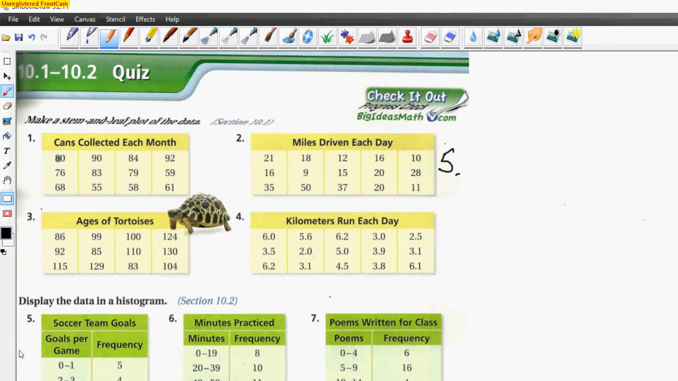Let's go to number 5 real quick. And let me look at number 5. There we go. That's number 5. So we're looking at this right here, and we can see exactly how this one looks. It says display the data in a histogram, and we're talking about soccer team goals per game, and the actual frequency. Very important, the actual frequency. Okay, how many times this basically happens, in other words. It's just that simple.